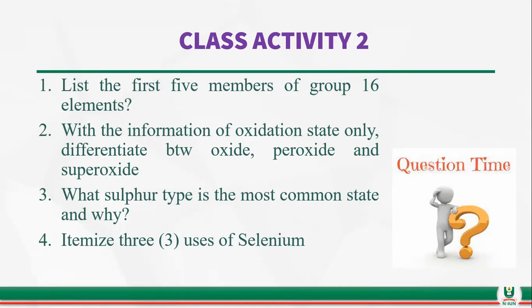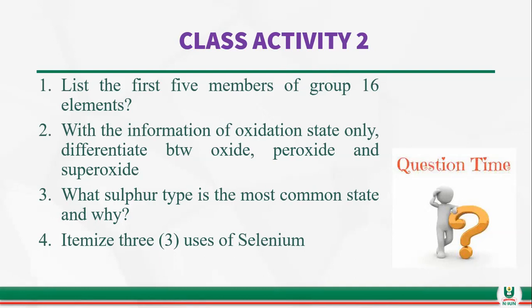With the information of oxidation state alone, you can differentiate between oxide, peroxide, and superoxide. So you can use sodium. When oxide is formed, oxygen is -2, so when it combines with sodium, it becomes Na2O. If it's peroxide, it's at -1 oxidation state, and it's Na2O2. And if it is superoxide, it's O2 with -1, which can combine with Na at +1 state to form NaO2.